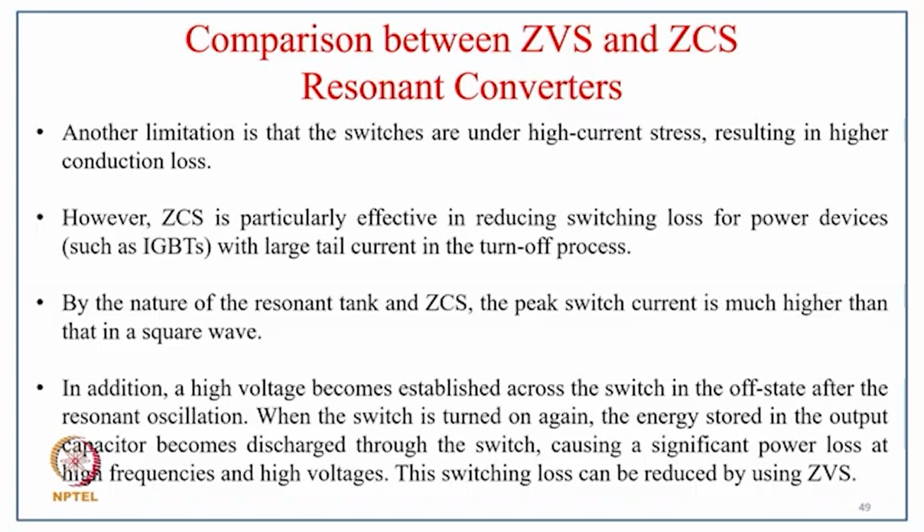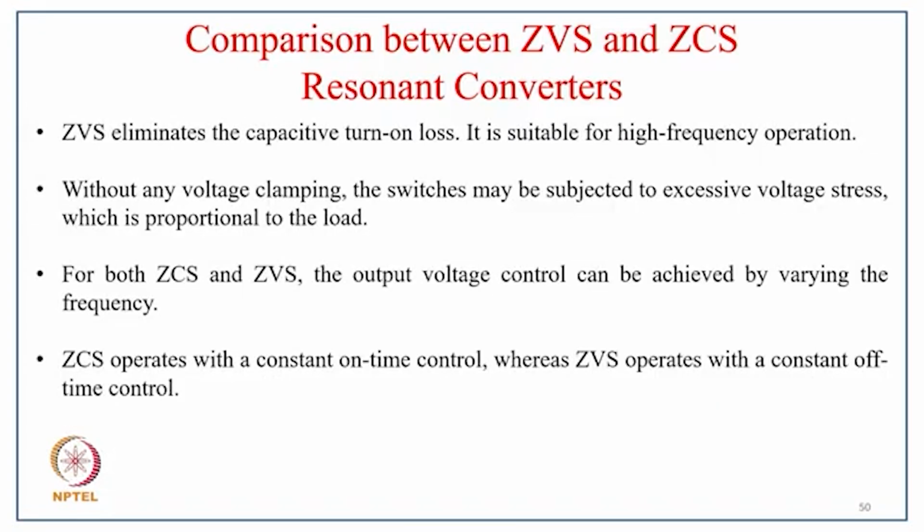a square wave. In addition, high voltage becomes established across the switch in the off state after the resonant oscillation, and when the switch is turned on again, the energy stored in the output capacitor is discharged through the switch, causing a significant power loss at high frequency and high voltage. This switching loss can be reduced by using ZVS. So ZVS eliminates the capacitor turn-on loss. It is suitable for high frequency operation, and without any voltage clamping, the switches may be subjected to excessive voltage stress, which is proportional to load.